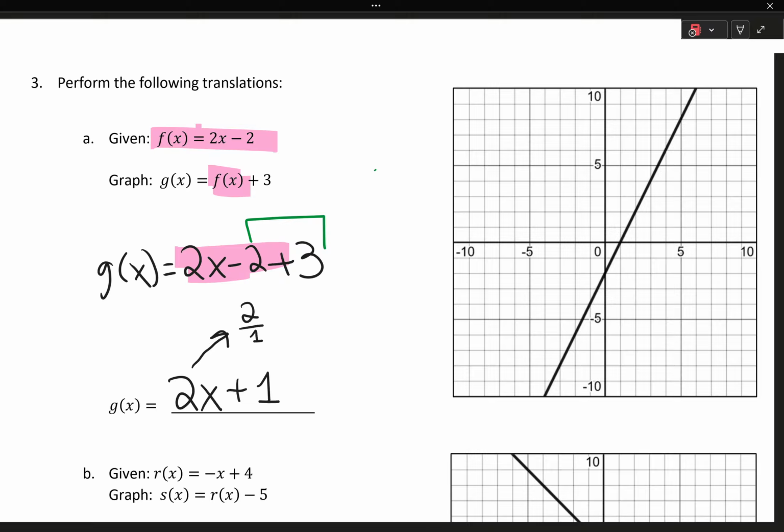Don't forget that. Okay, let's graph our transformed function. Remember, adding means we're going up, so we should see our line go up. I want to use a different color. Let's use green. All right, we start at positive 1, and then I go up 2 to the right 1.